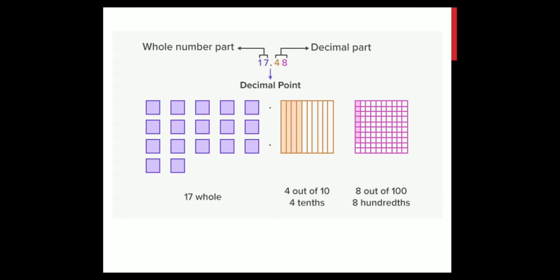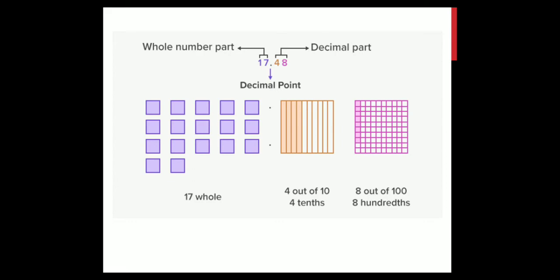Now when it comes to 4, 4 is nothing but tenths. Which means what? I'm taking one piece and dividing it into 10 pieces. Out of 10, 4. That's 4 tenths. Now the next place value is hundredths, which means again I'm taking one piece and dividing it into 100 pieces. In that, 8. So out of 100, 8. 8 out of 100. So 8 hundredths. Understood? So this is what the decimal number is about.